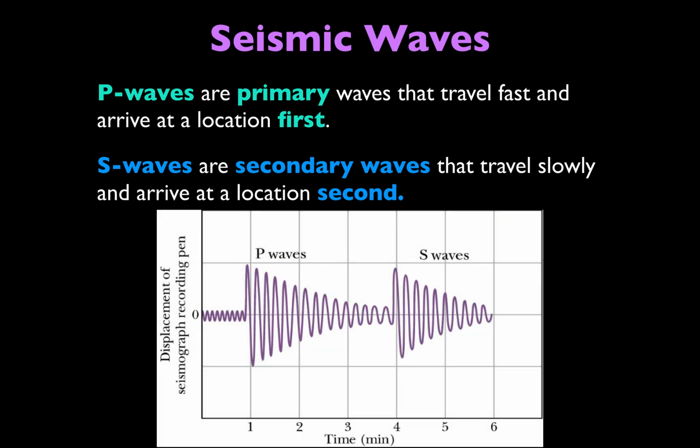So here is a graph showing the arrival time of P waves and S waves after an example earthquake. So when the earthquake waves arrive to an area, the P waves will get there first because they travel faster, and then the S waves will arrive second because they travel slower. So when an earthquake happens, both P and S waves are generated, but due to their properties, P waves arrive to a location first, and the S wave comes later on.